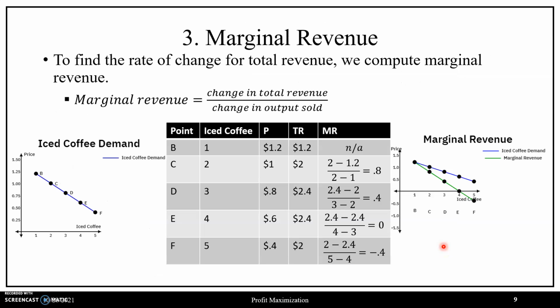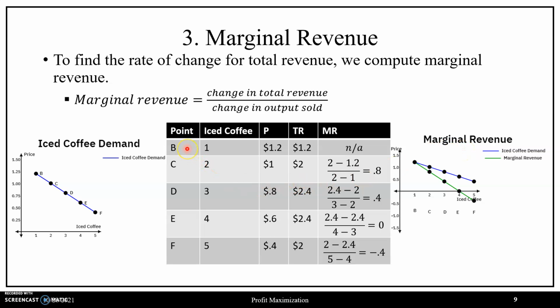So then, using our total revenue structure and our demand for this particular iced coffee from this iced coffee shop, we can find the rate of change of total revenue, or marginal revenue. If there's a 1 unit change in output sold, what is the corresponding effect on total revenue? So to do this, we'll consider our demand curve on the left, our table representation in the middle, which includes total revenue, in order to compute marginal revenue on the right.